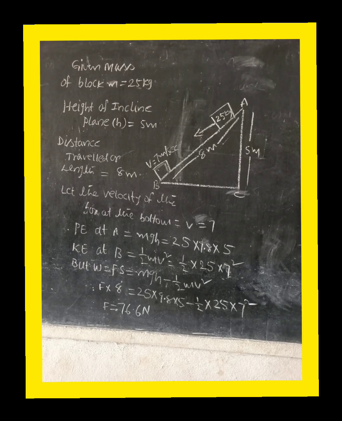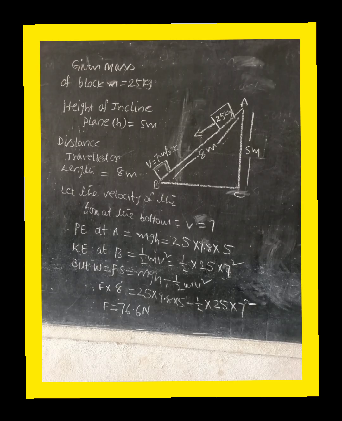In order to find out the force acting on the box while sliding down, F into S is equal to mgh minus half mv square. So F into 8 is equal to 25 into 9.8 into 5 minus 1 by 2 into 25 into 7 square. On simplifying it, we will get F is equal to 76.6 newtons. So what is the force acting on the box while sliding down?